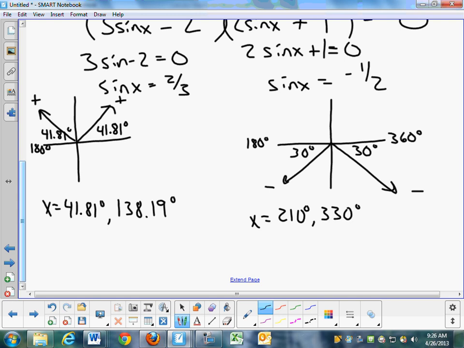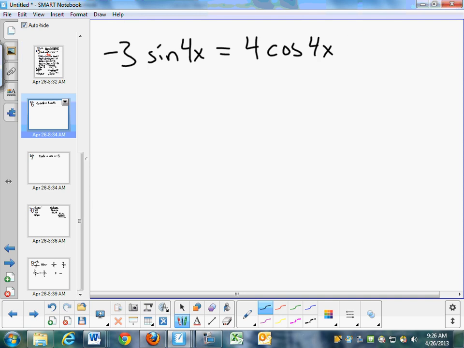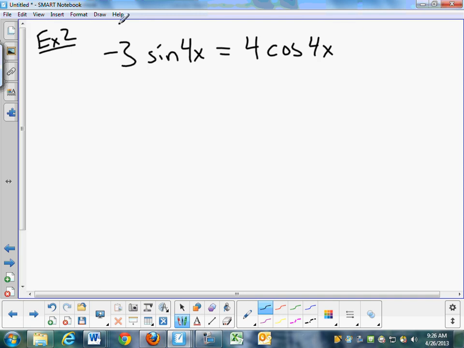You guys, Megan has a really good question. She said, do we have to use the power reducing formulas for this? I'm not going to make you use the power reducing formulas for this, but can you? Yes. And would you down in calculus? Yes. Okay, let's try this one. 3 sine of 4x equals 4 cosine of 4x. Try three examples today. Here's your second one.